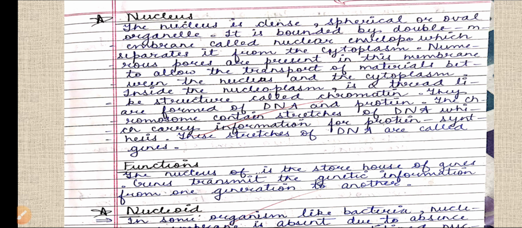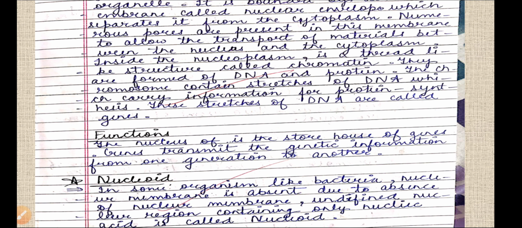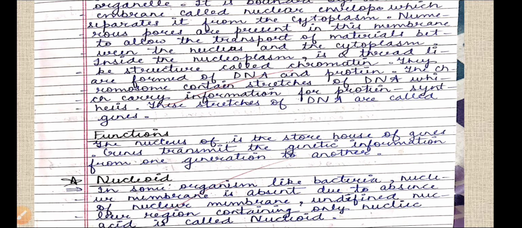The chromosome contains stretches of DNA which carry information for protein synthesis. These stretches of DNA are called genes. Functions: the nucleus is the storehouse of genes. Genes transmit the genetic information from one generation to another. Nucleoid. In some organisms, like bacteria, the nuclear membrane is absent. Due to the absence of a nuclear membrane, the undefined nucleus containing only nucleic acid is called a nucleoid.